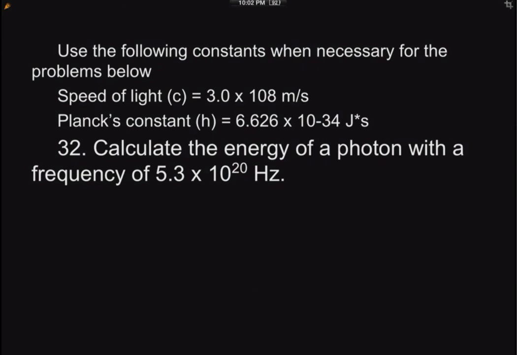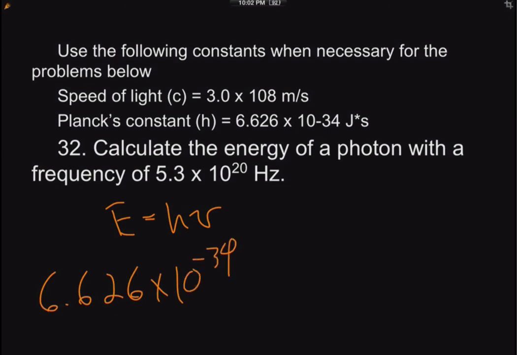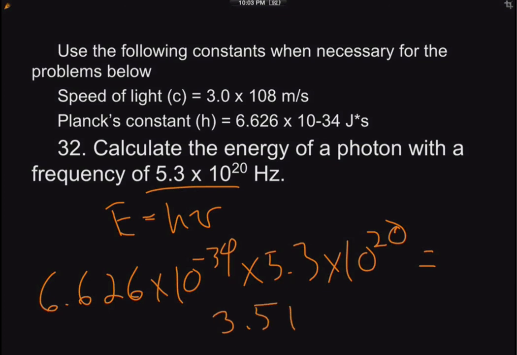What is the energy of a photon with a frequency of 5.3 times 10 to the 20th hertz? Remember, the energy equals Planck's constant times the frequency. Planck's constant is 6.626 times 10 to the negative 34th power. And we're multiplying that by the frequency of 5.3 times 10 to the 20th power. And we get an answer of 3.51 times 10 to the negative 9th. And the unit for energy is joules, with a capital J for the abbreviation.